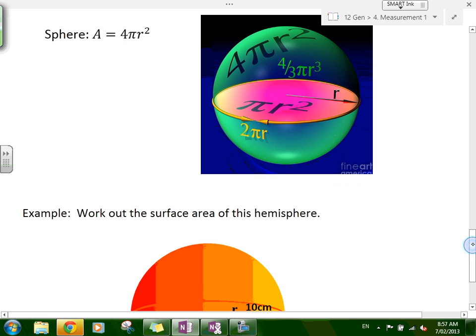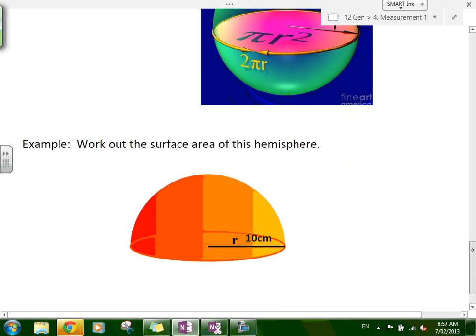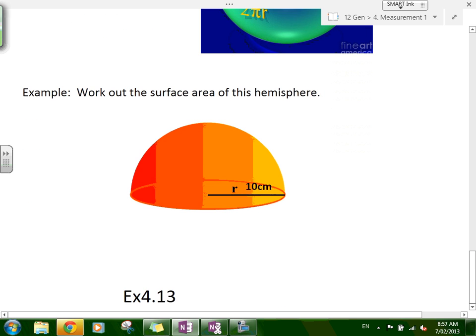Alright, so if we work out the surface area, let's do this example. Work out the surface area of this hemisphere. When it's just a sphere, it's just one curved surface all the way around, it's 4 pi r squared. But when you have a hemisphere, you have 2 surfaces. You've got the half, which is curved, and then you have the flat circular part underneath or on top of it. So in this case, slightly different, but we can do it all in one.